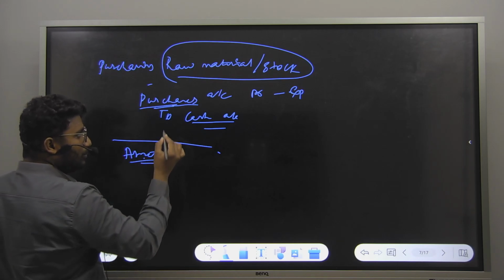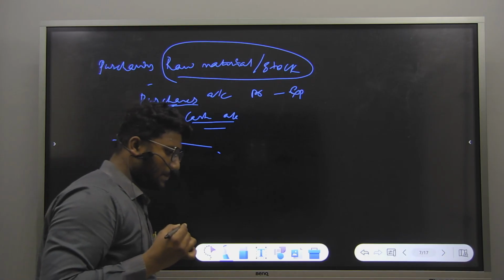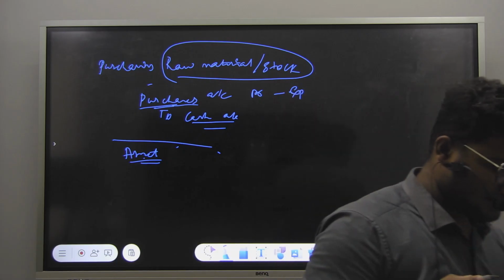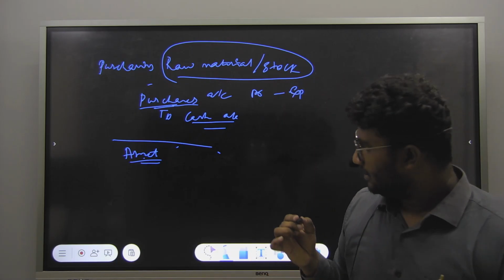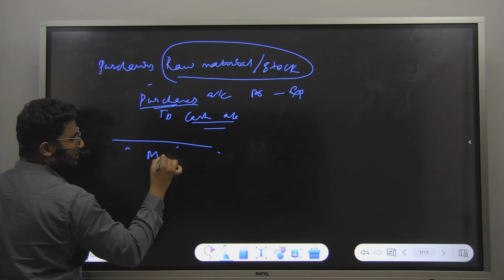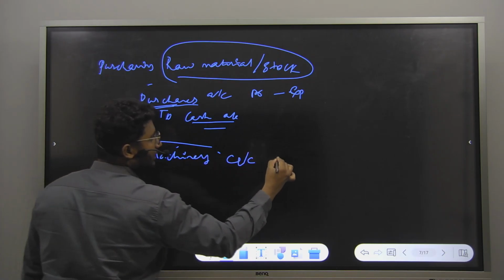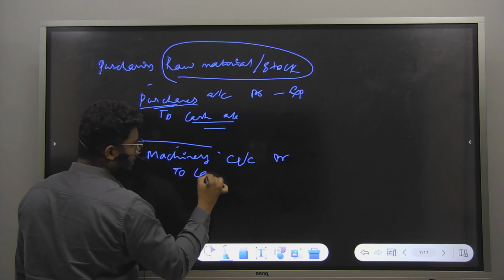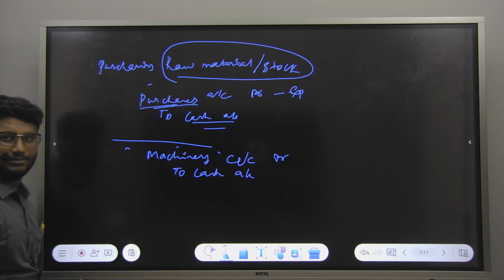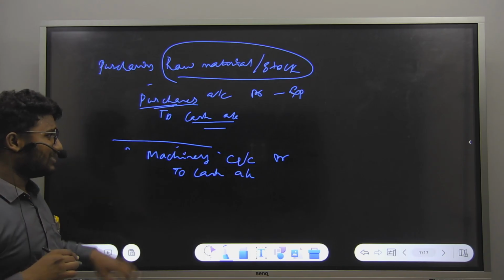So instead of purchases, write the asset name. Now tell me the entry. What is the entry? Machinery account debit to cash account. Yes. So the entry is machinery account debit to cash account. So this is the entry.